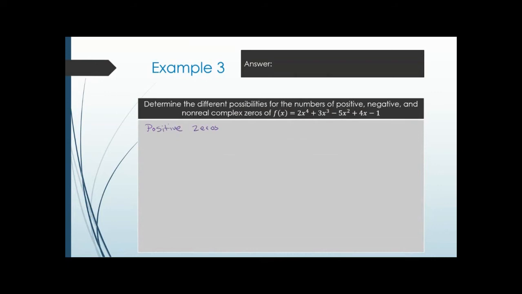And we're just looking at the coefficients. So I'm going to just write the coefficients here. And so we change sign from a 3 to a -5, from -5 to 4, and then from 4 to -1. So that means there are 3 sign changes. So I could have 3 positive zeros or 1 positive zero, because we always subtract 2. So we could have 3 or 1 positive zeros based off of how many times that changed sign.